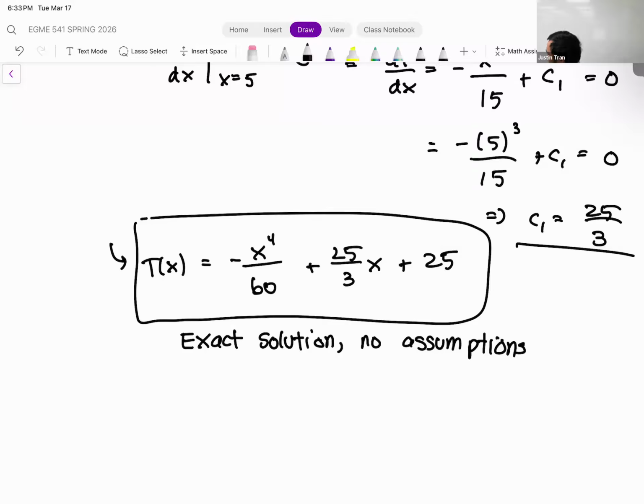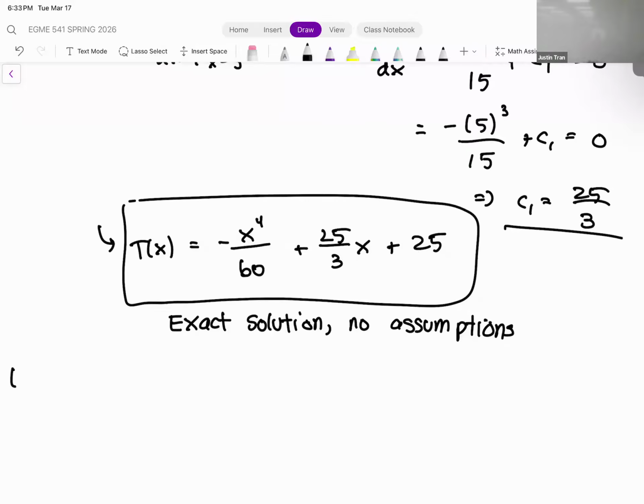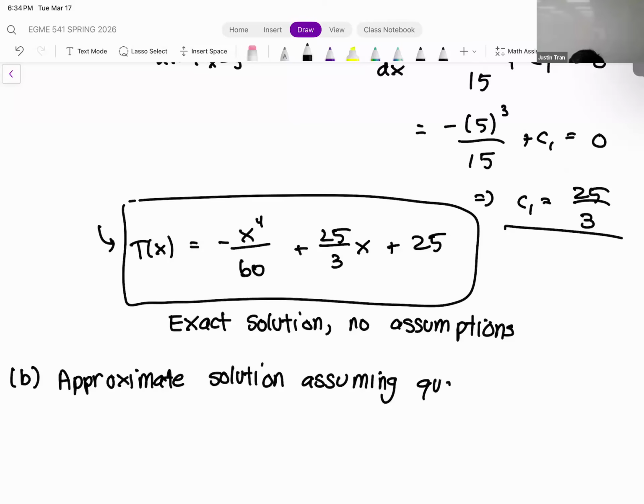Okay, so we want to take the same problem and find an approximate solution by making the assumption that we have a quadratic form. So let's go ahead and start that. I don't know if we'll finish it today, but we'll definitely start it. So we're going to look at the approximate solution, assuming a quadratic form.